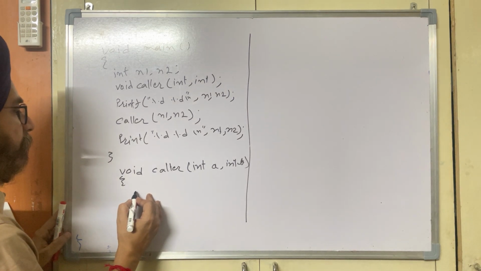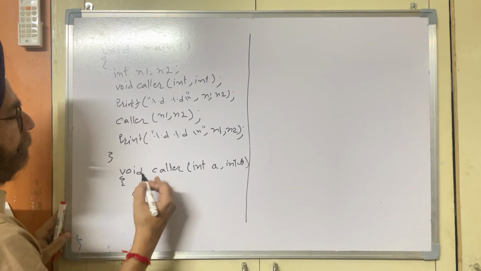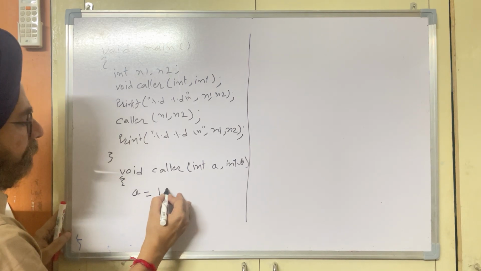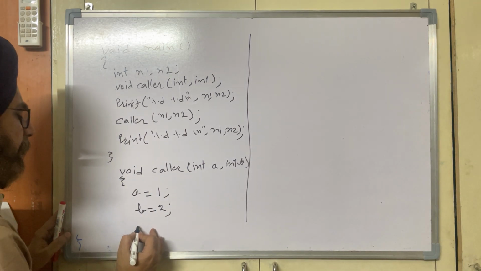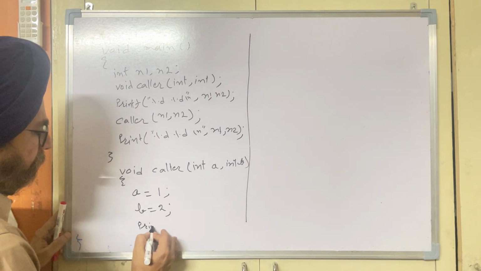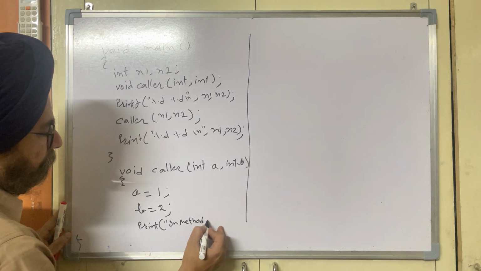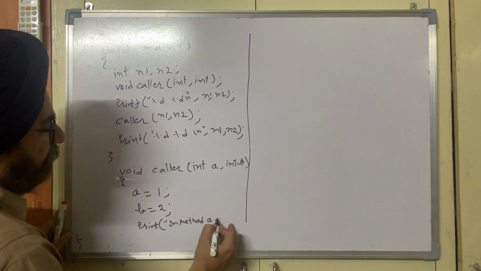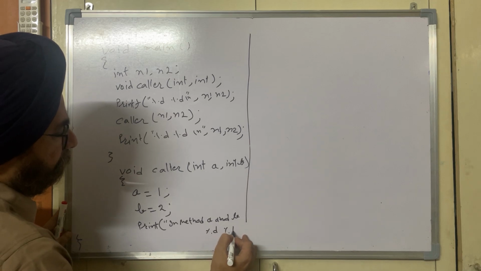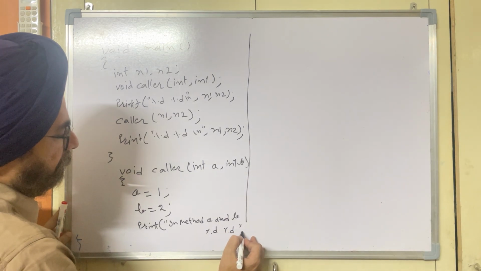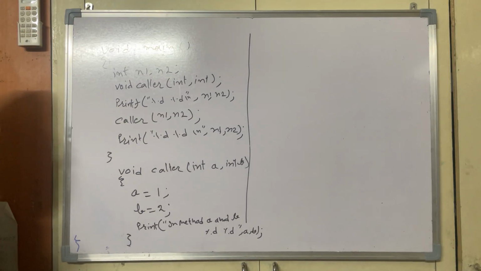I approach with a equals 1 and b equals 2, and simply print in the method a and b, %d for a, %d for b, closing it, giving the variable values, and closing the method.